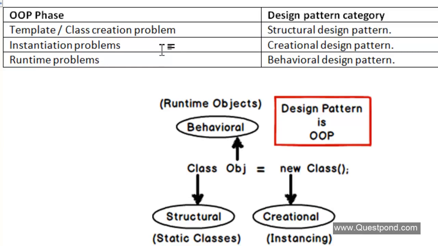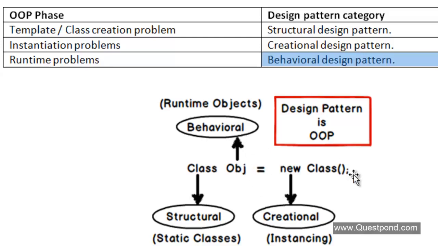Second one is object creation, instantiating the object. So when you're using the new keyword, any kind of problem associated with instantiation will come into the creational design category. And finally, when your object starts running, they use polymorphism, and they do typecasting and so on. So at runtime, if you have any kind of architectural problems, it will come into the behavioral category.